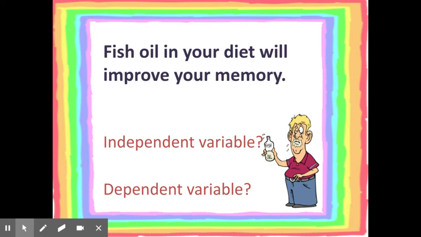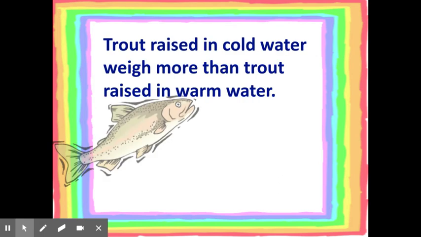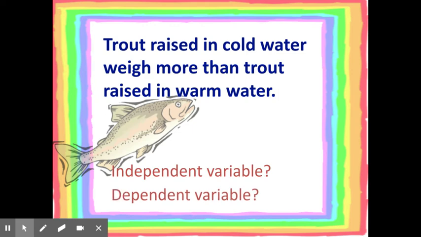If you said the dependent variable was improving your memory, that's also correct. Trout raised in cold water weigh more than trout raised in warm water. You should be getting the feel for this by now. So what's the cause, or what's the independent variable? The cold water. And then what is the effect of that? They weigh more.